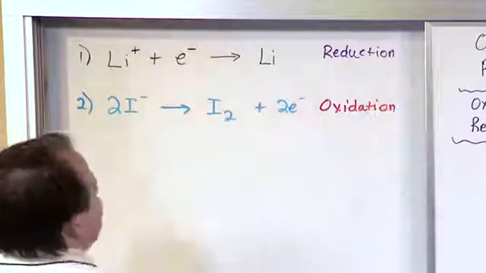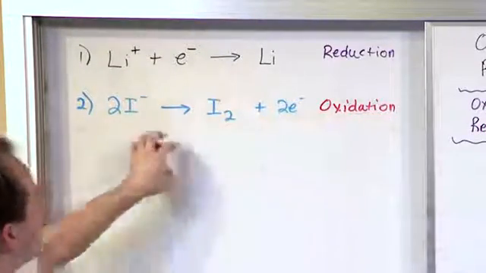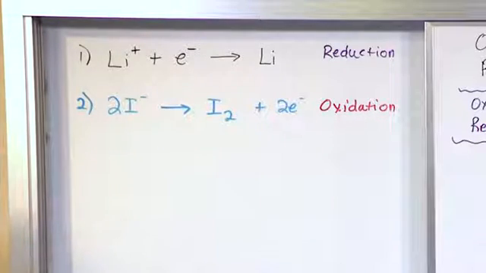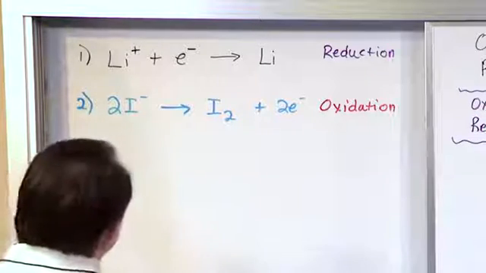So basically in these half reactions, if you see electrons leaving the scene of the crime, we start with something and then you end up with something and electrons are leaving, that's losing electrons. That is electron donation. And so that is oxidation.